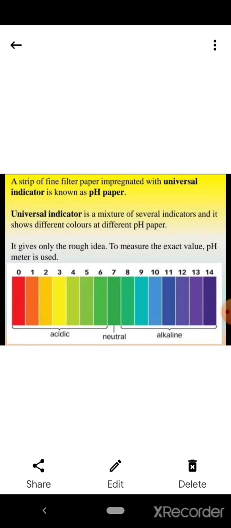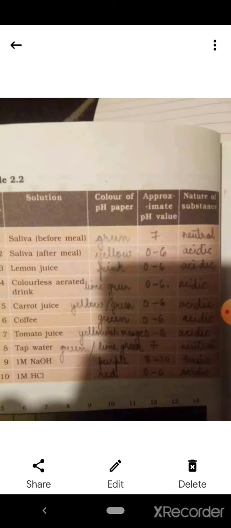Generally, paper impregnated with the universal indicator is used for measuring pH. Now see, we will consider a table. It is given in your textbook. We have to take the pH values of the solutions given in the table. Now we have to record our observation and mention the nature of each substance on the basis of our observation. Now see, saliva.